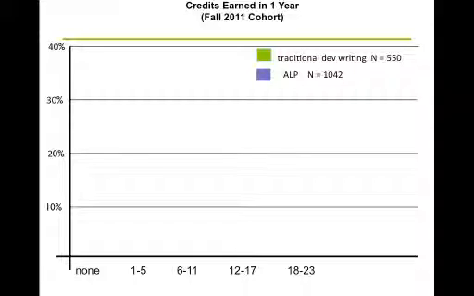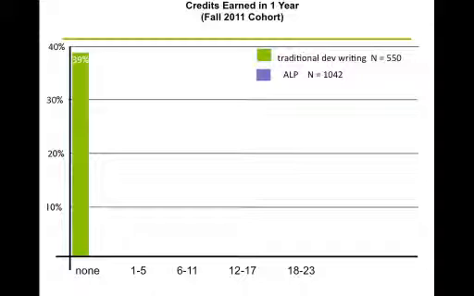We've begun to get some longitudinal data now because we started very small with just a handful of sections in the early years, and because you have to wait a year or two before students begin to accumulate any credits. We're just now beginning to get these kinds of data. So what I want to show you on this chart is how many college credits students have earned 1 year after they were in ALP or traditional 052. In these charts, green will represent traditional students and purple ALP.